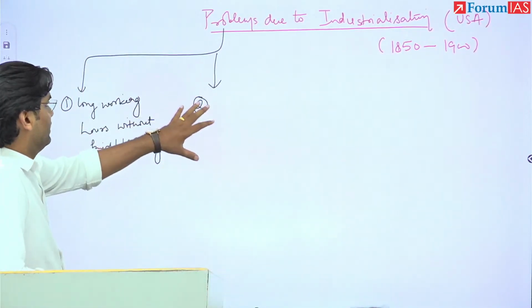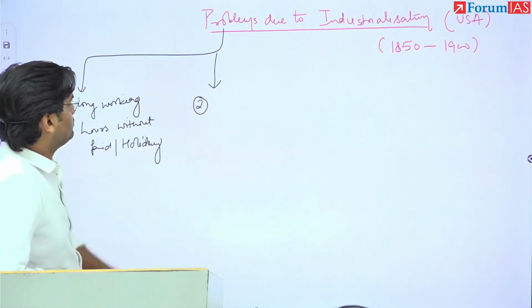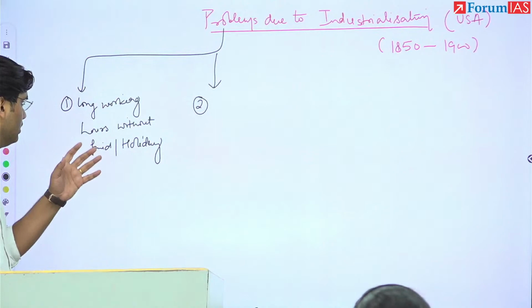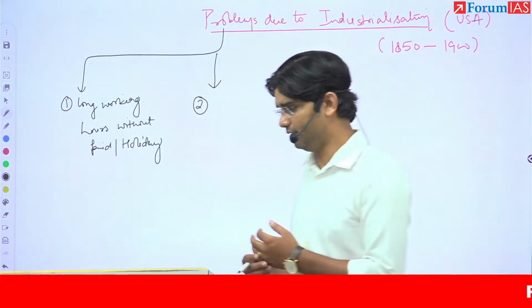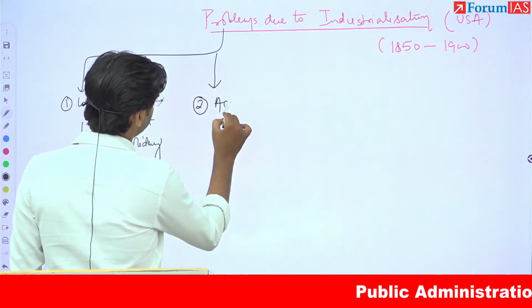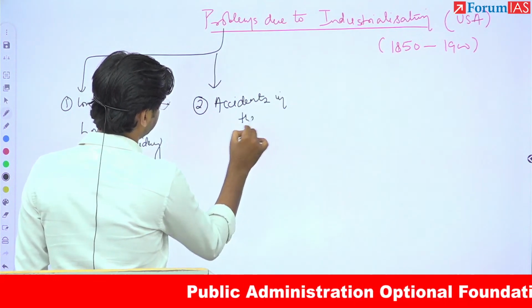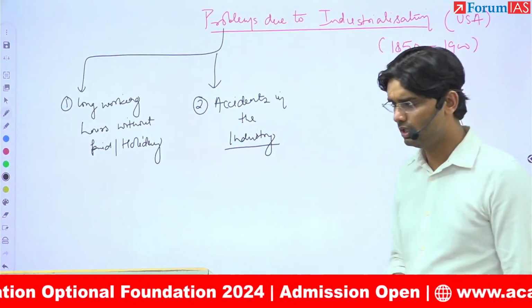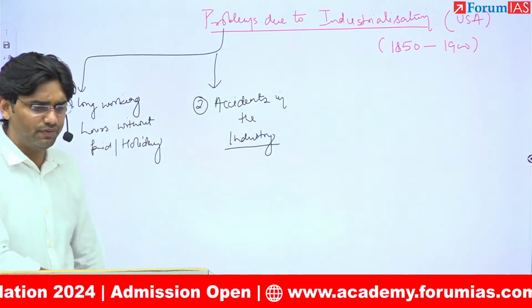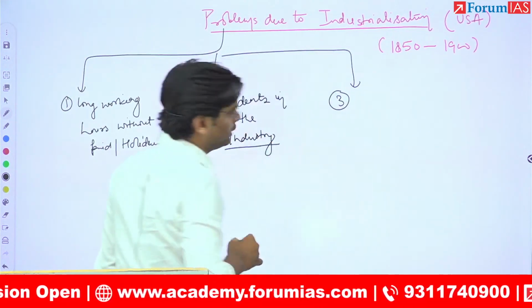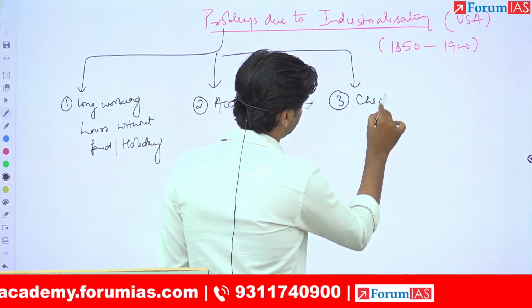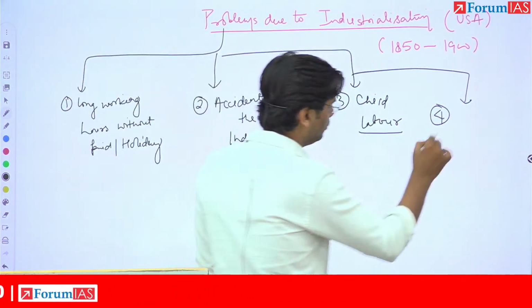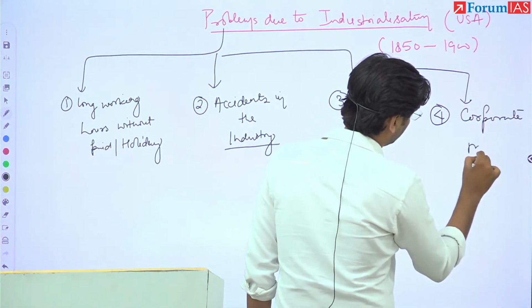Right. So simply see what I was telling, what we covered yesterday. I was telling simply what were the problems in USA due to industrialization, right? So the first problem which we saw yesterday was long working hours without any holiday, right? Second, there was prevalence of accidents in the industry, right? One example yesterday I gave you, in which there was hardly any exit. That is why around 120 women died due to fire. Number three, there was the problem of child labor. Number four, the problem was related to corporate monopoly or nexus.